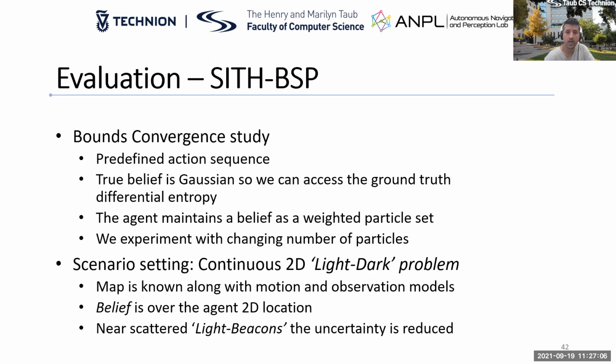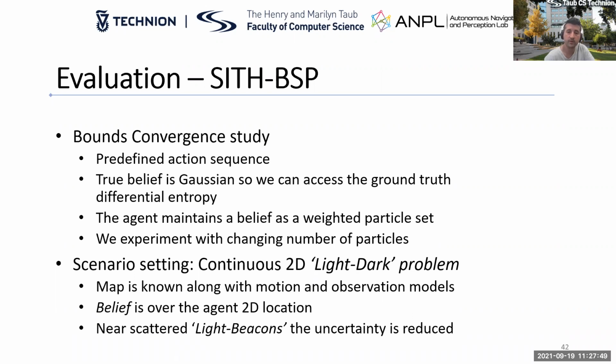Evaluation. Our first evaluation has two parts. We first study our bounds' behavior compared to the original approximation they are based on, and we compare them to other approximations as well. Additionally, in our setting, we can also compare to the ground truth differential entropy. We have access to the ground truth entropy since we define the belief to be Gaussian and the motion and observation models to be linear models with Gaussian noise as well. This information is obviously not available to the agent, and the agent maintains the belief as a set of weighted particles, according to our work's focus.